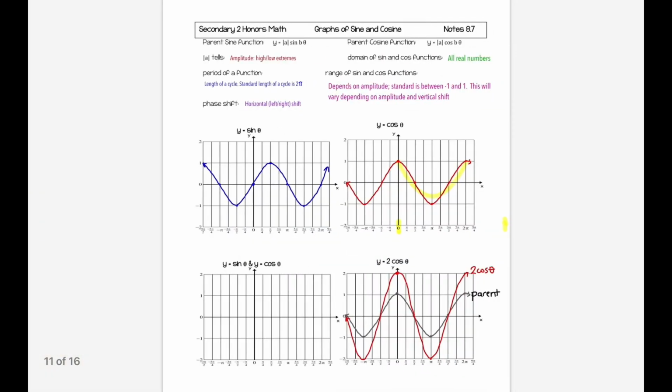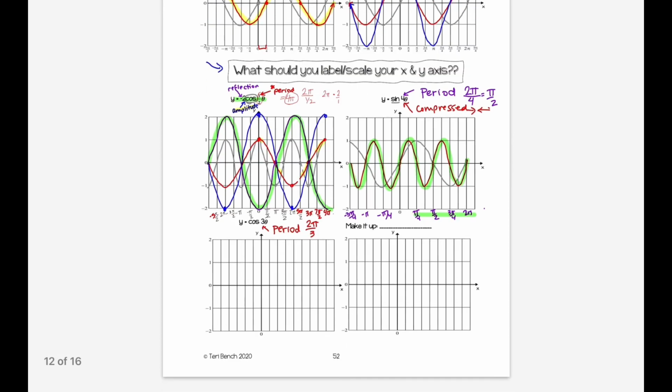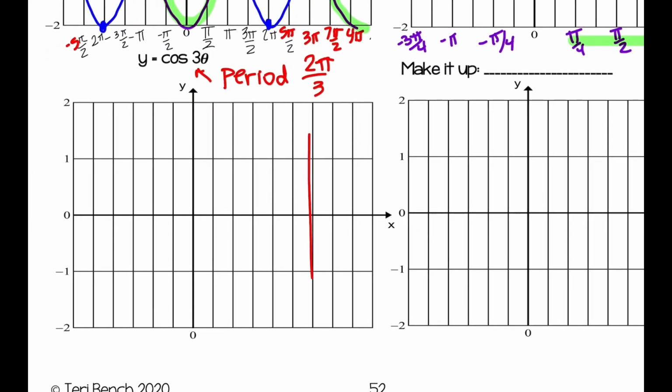So think about your unit circle. Think about your unit circle. And 2 pi thirds, that's from there to there. You've got to get basically the whole thing within that space. And so you're going to be going up, down, up again, all in 2/3 pi.